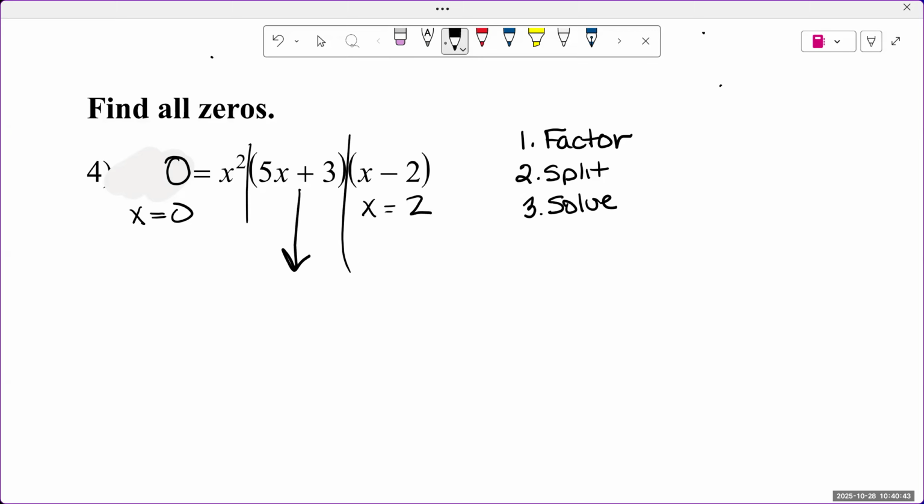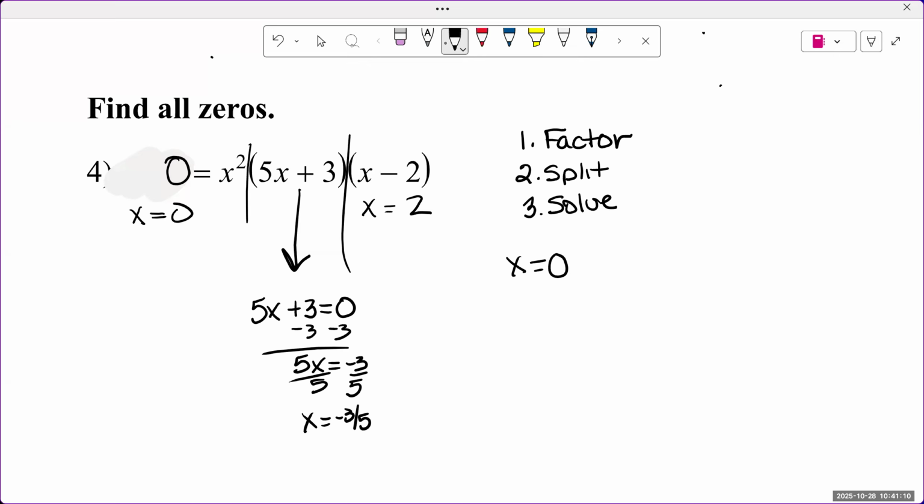But what do I do if there's a coefficient in front of the x? So how can I make this equal to 0? Let's subtract 3. 5x is equal to negative 3. Divide by 5. X is equal to negative 3/5. So this one was already factored. We could just split and solve and get 0, negative 3/5, and positive 2.